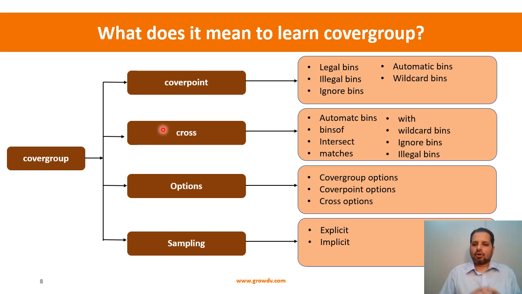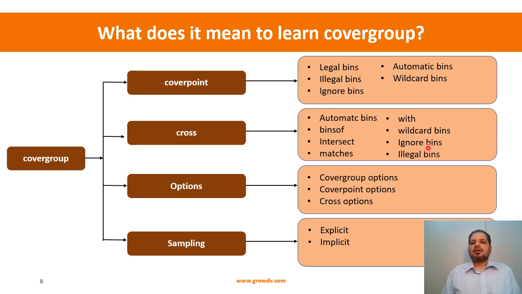So how do you sort of eliminate those bins, right? For those, you will be using these binsof, intersect, matches, these type of operators. You will use it and combine it with the ignore bins. So you should be able to create a subset of the total values by using some expression, and then say that whether that particular bin is a legal bin, or an ignore bin, or an illegal bin, right? So those are some of the functions and the operators that will be present for the cross's bin definition and management.